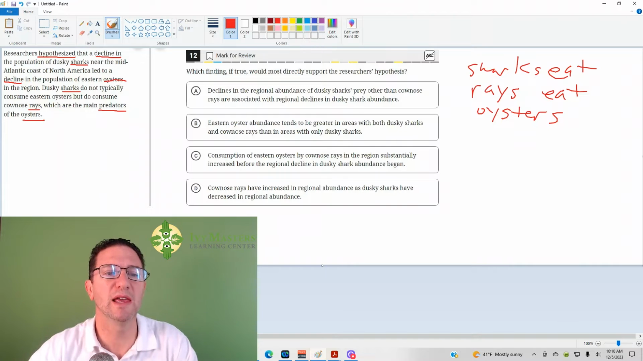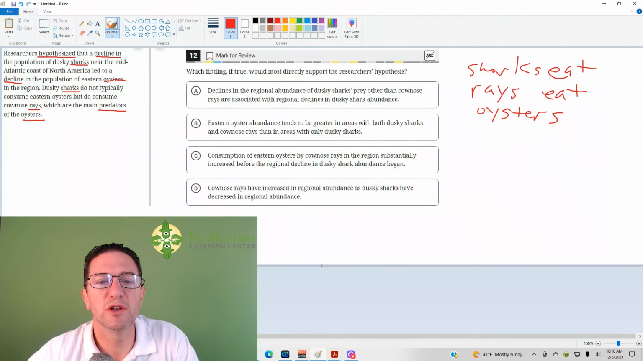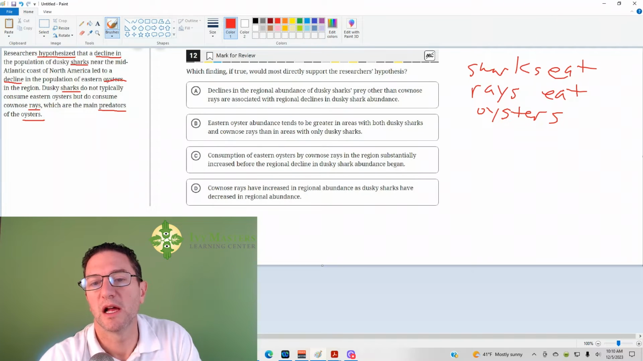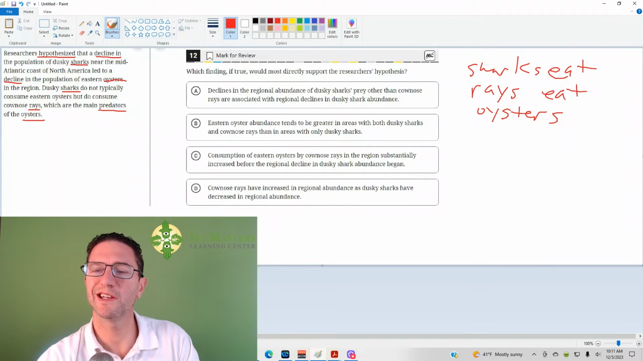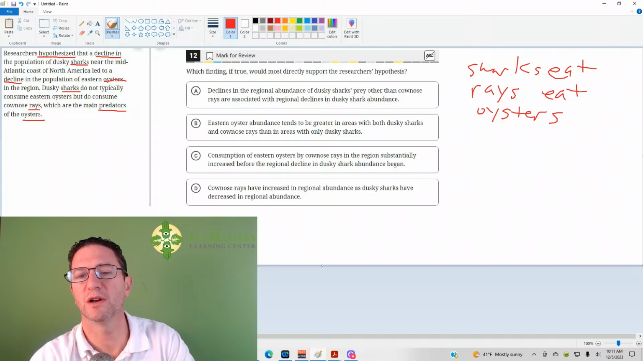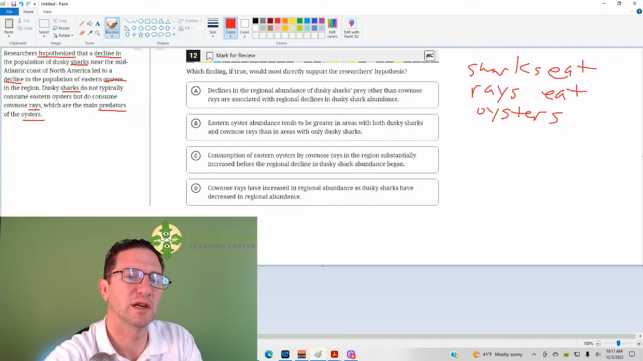Answer choice A. Declines in the regional abundance of dusky sharks, prey, other than cownose rays, are associated with regional declines in dusky shark abundance. So what dusky sharks eat have nothing to do with how many dusky sharks there are. So answer choice A is going to be gone.